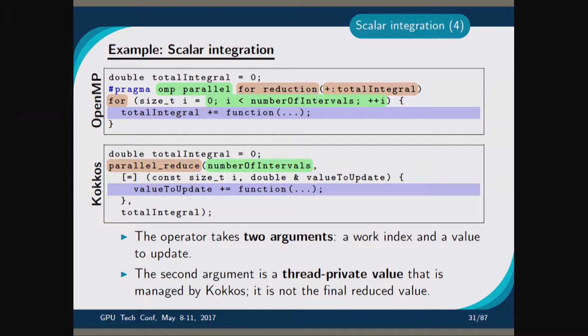Well, we do the exact same thing because that's the thing that makes sense to do. What's different now is that instead of hiding the fact that these are actually two different variables of the same name, which could lead to some confusion, we just add another argument saying this is your private variable to update inside your function. Then when this whole operation finishes, we will make sure that we've added them up in a thread-safe, thread-scalable fashion into the variable that you passed in. So now we take two arguments, the work index and what we need to update, and that value gets reduced at the end.